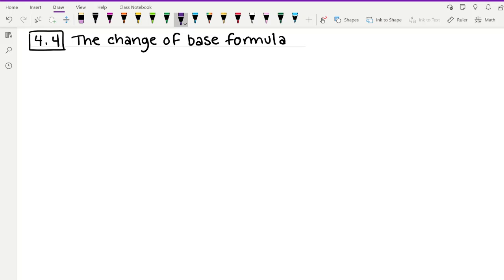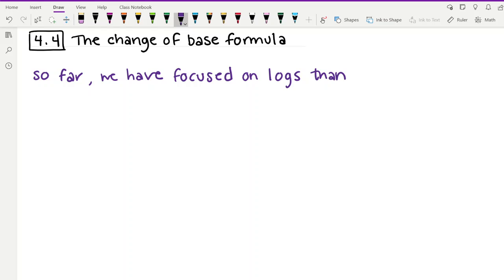So just to give you a little bit of context, so far in this class, we've really focused on what I would describe as kind of nice logarithms. And what do I mean when I say nice logarithms? I mean logarithms that you can easily evaluate by hand. I'm just going to say logs instead of logarithms. Logs that can be evaluated by hand.